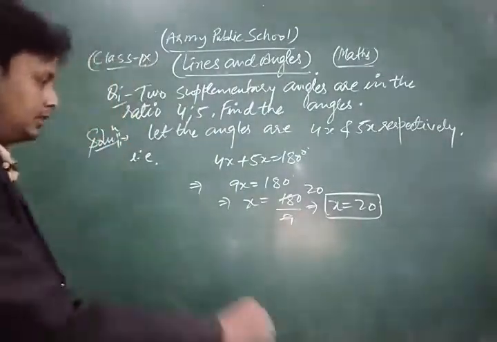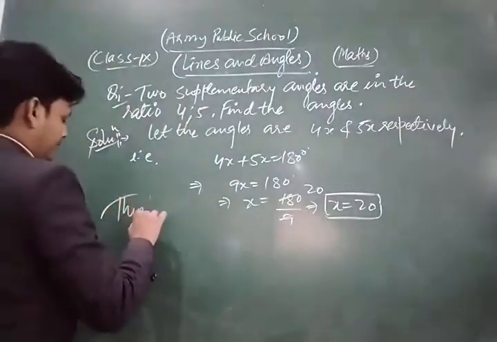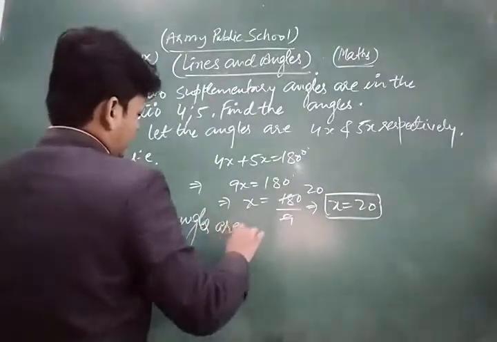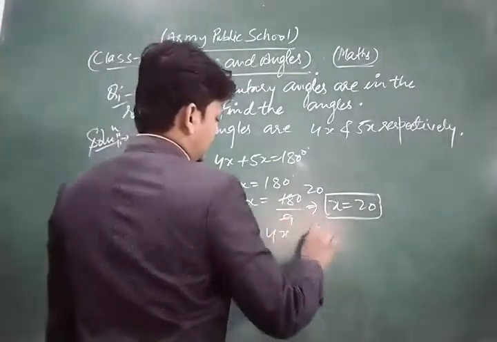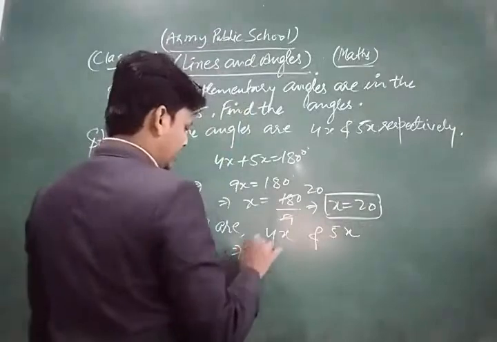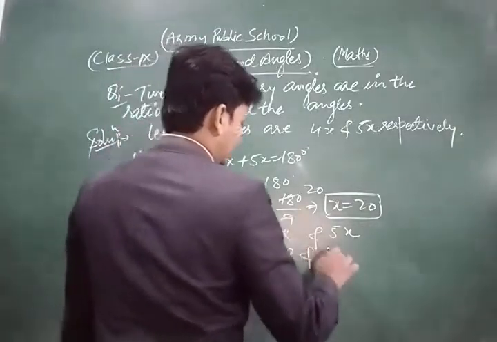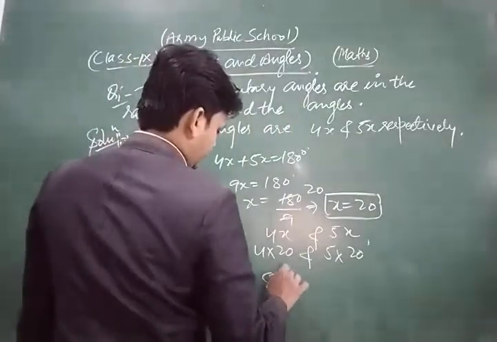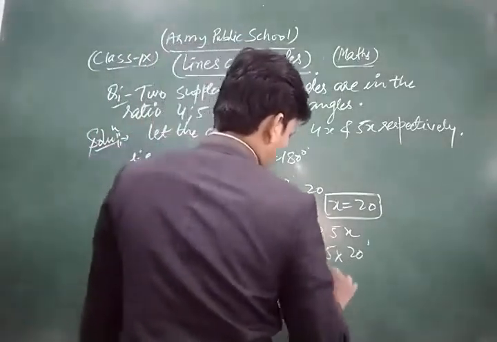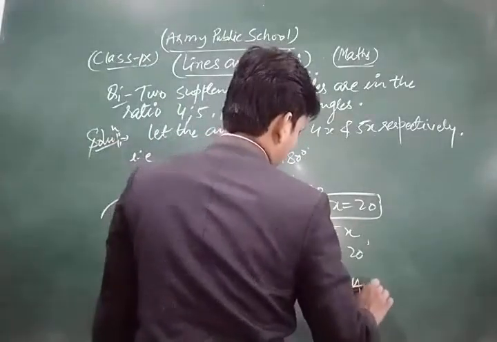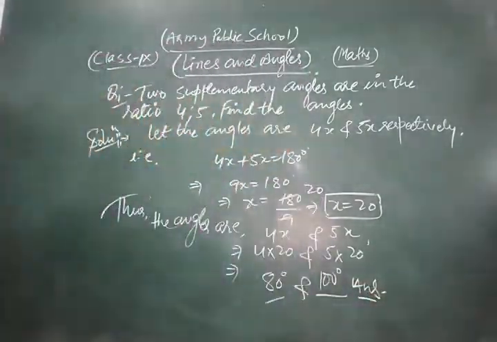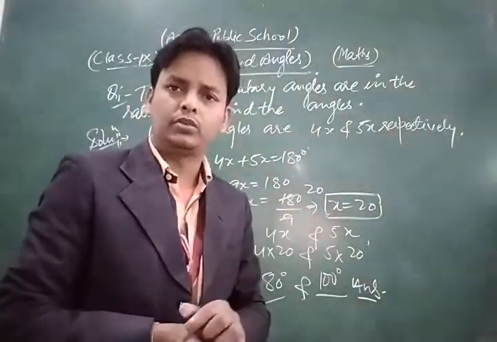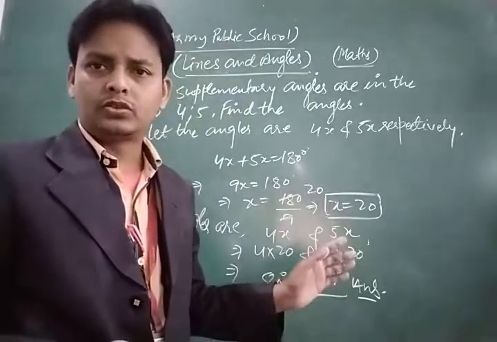Thus the angles are 4x and 5x, that is 4 into 20 and 5 into 20, which is 80 degrees and 100 degrees. This is the required solution of the given question. In this way you can solve this type of question.